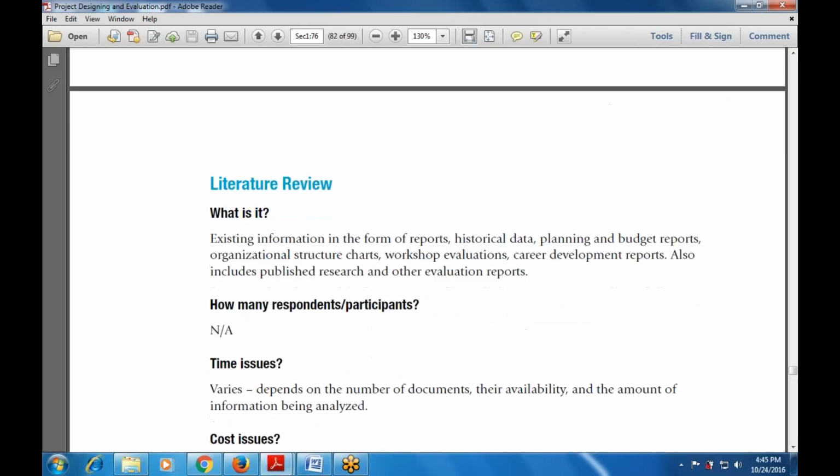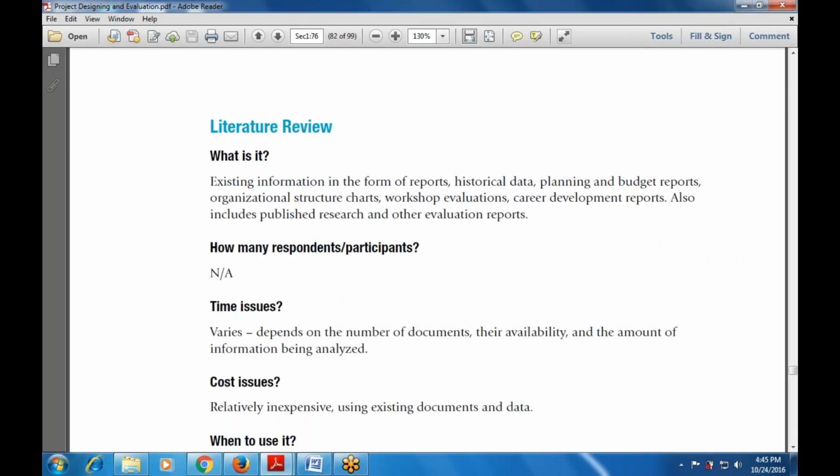Now, next is the time issues. What are the various time issues? It depends. It varies on the number of documents, their availability, and the amount of information being analyzed. What is the amount of information being analyzed? What is the number of documents? What is the availability and what is the information that is being analyzed? So that depends on the number of documents, their availability, and the amount of information being analyzed.